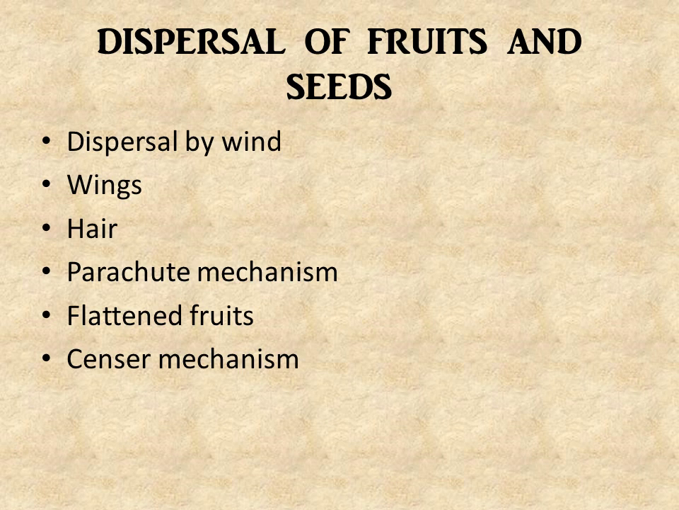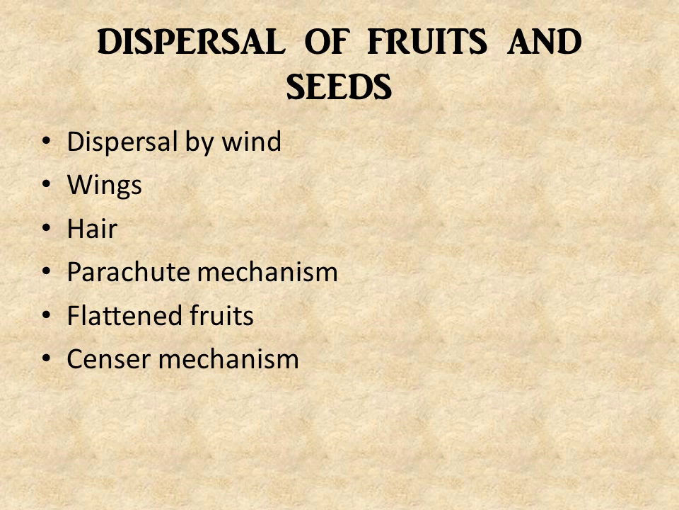So, dispersal by wind. The seeds and fruits of many plants become very light on drying up and develop thin, flat wings or tufts of hair. These help them to float in air and be carried away by wind. Sometimes some fruits develop parachute or censor mechanisms for their seed dispersal. Wings. Some fruits and seeds like drumstick and maple have wings that help them in their dispersal. Hair. The seeds of madar have tufts of hair that can be blown away in air.